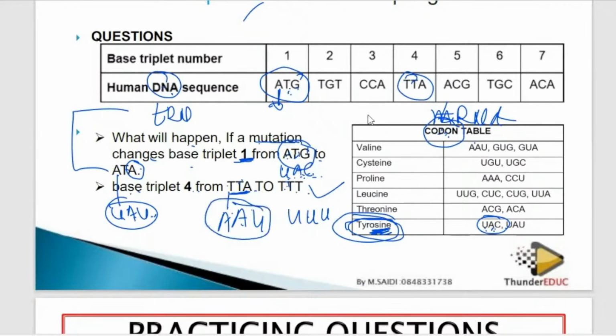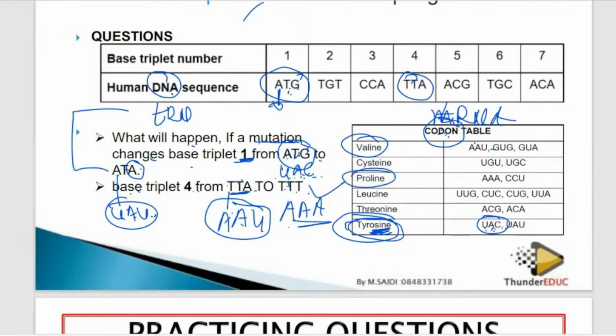But what does this code for? AAU is valine. What about UUU? Is it valine? No. Where is it? No, it's not UUU. What am I doing? It's AAA, because T goes with A, T goes with A. So it's AAA. So what am I looking for? AAA is proline.